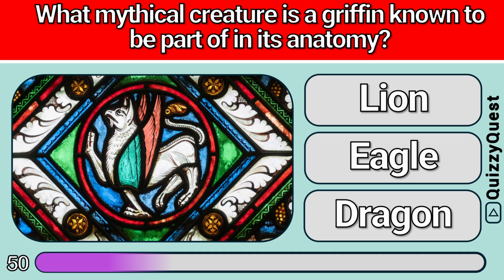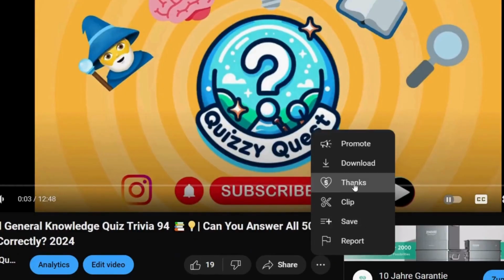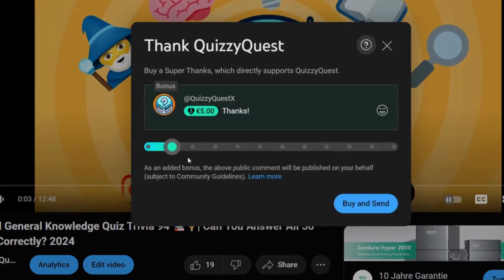Is it A, lion, B, eagle, or C, dragon? It is A, lion.